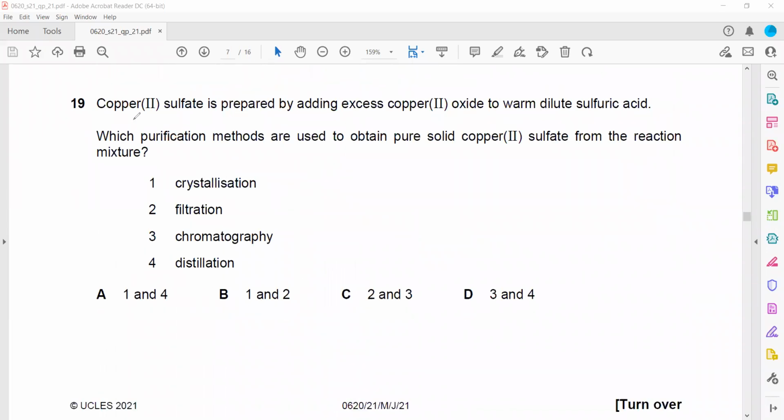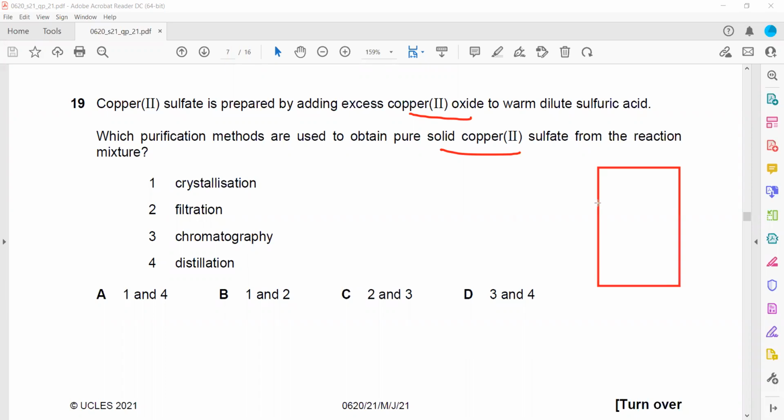In question 19, copper(II) sulfate is prepared by adding an excess of copper oxide to warm dilute sulfuric acid. Which purification methods are used to obtain pure solid copper sulfate from the mixture? Let's take an example: we have copper oxide, which is solid. And we have sulfuric acid, H2SO4.